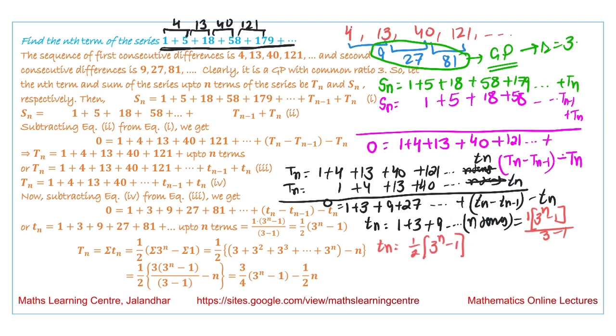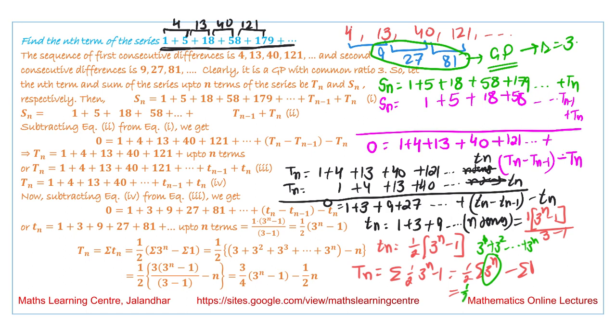Now we have the value of capital Tn, which is the sum of 1 by 2 into 3 raised to the power n minus 1. This is 1 by 2 times the sum of 3 raised to the power n, minus the sum of 1. Now what is the sum of 3 raised to the power n? We are talking about this value. This is basically 3 raised to the power 1 plus 3 raised to the power 2 and so on up to plus 3 raised to the power n, the sum of n terms.